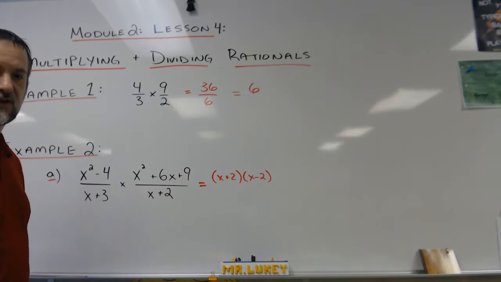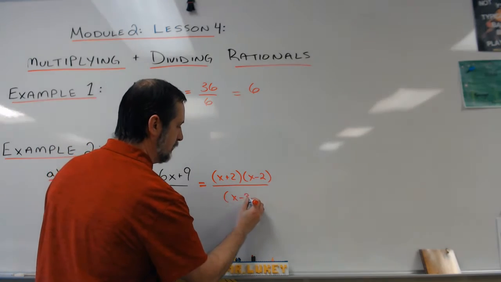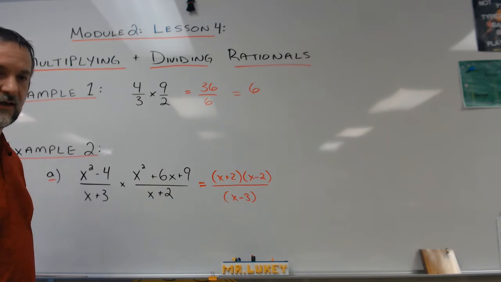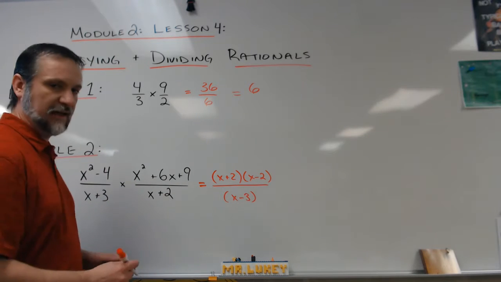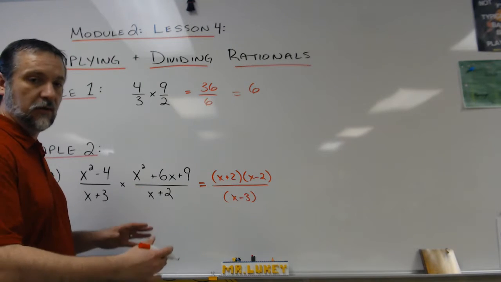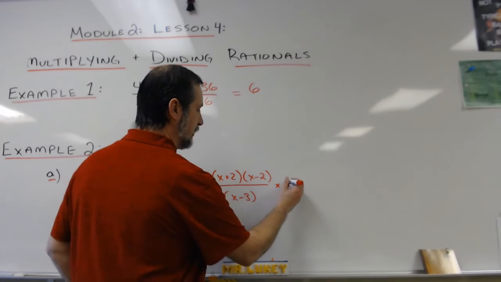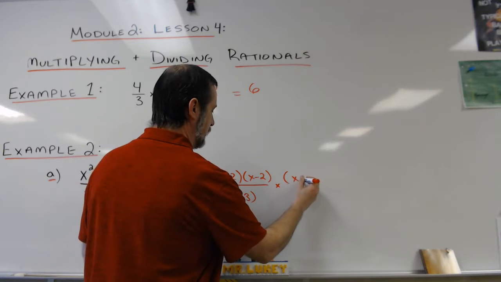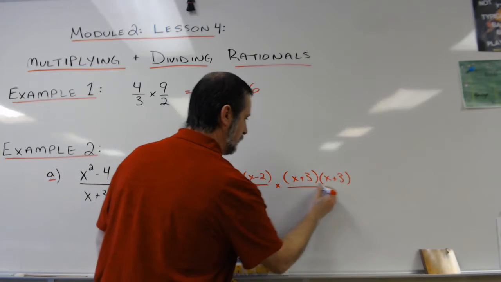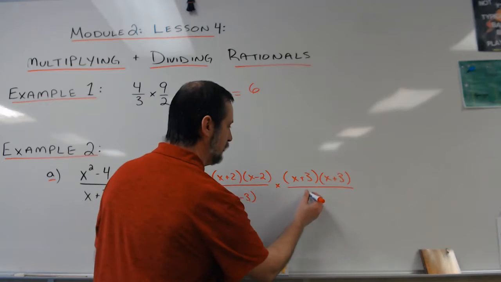Now we have x plus 2 times x minus 2, all over x minus 3. I have an x squared plus 6x plus 9. All I have to do now is expand that, and again, this is going to work out to be a perfect square, but I'm going to write it out. Instead of writing x plus 3 squared, I want to write it all out so we see everything visually. So this will be times x plus 3 times x plus 3 over x plus 2.